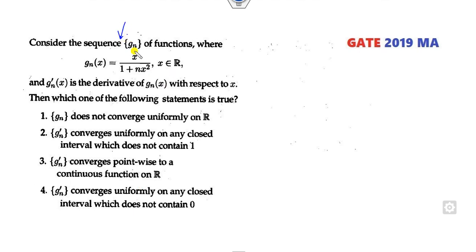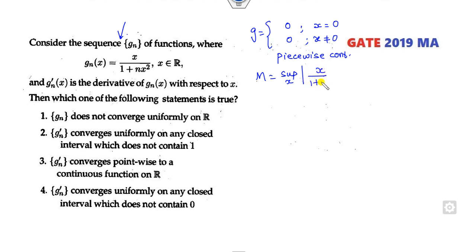Again, you are talking about the sequence. First, you can find the value of g as n approaches infinity. Because it's on the complete R, if I take x as 0, the answer is 0. If I consider x as non-zero, it's a constant number, so 1 over n is 0. So it means this is piecewise continuous. Then you can define M as the supremum over all those x such that g is my x over 1 plus nx square minus 0.